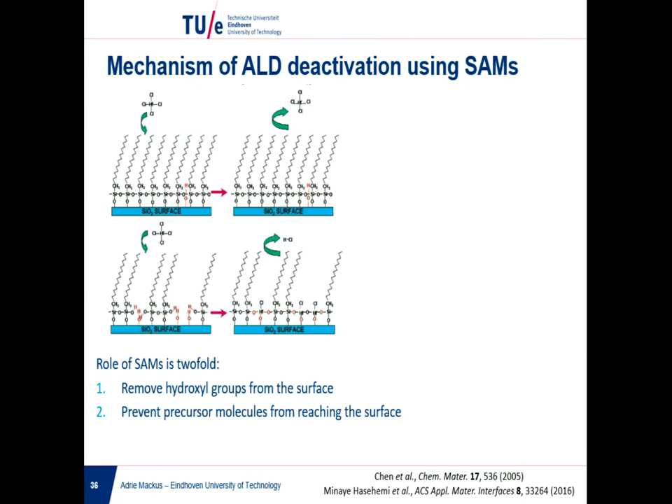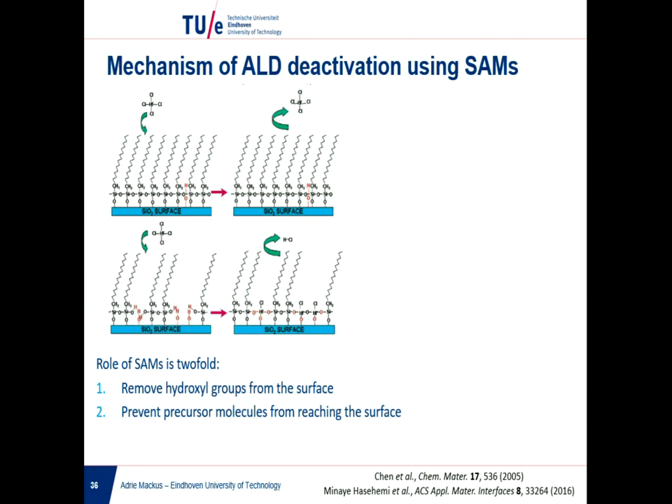Basically, the role of the self-assembled monolayer is twofold. As you have learned earlier in this workshop, ALD and MLD chemistry typically starts at certain functional surface groups. Think, for example, about hydroxyl groups at your surface. One thing you can make use of here is that these self-assembled monolayer monomers might adsorb on hydroxyl groups, and if they have reacted, then of course they're not available anymore for the precursor. So that's one thing: removing the hydroxyl groups from the surface.